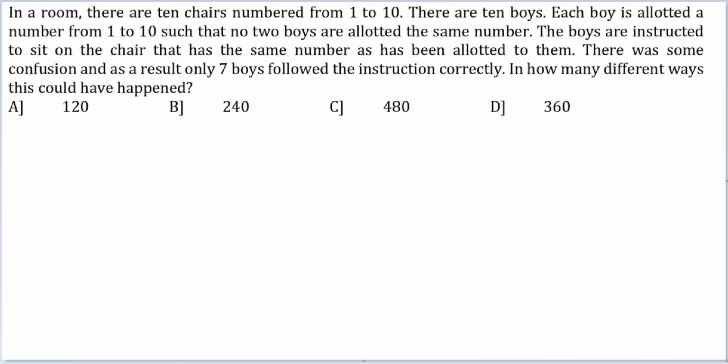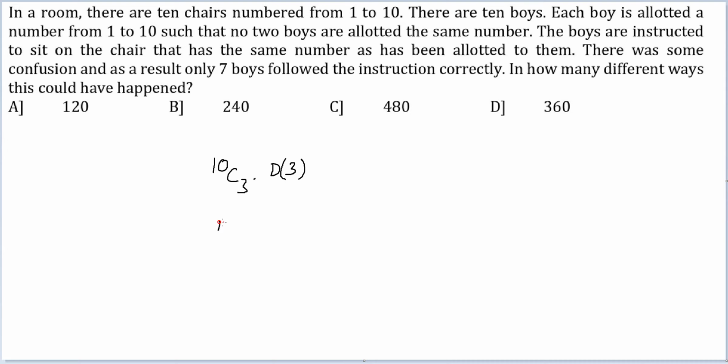There was some confusion, and as a result, only 7 boys followed the instruction correctly. In how many different ways this could have happened? Again, this is a standard derangement question. So for 3 boys which are not sitting on the correct seats, they can be selected in 10C3 ways, and they can derange themselves in D3 ways.